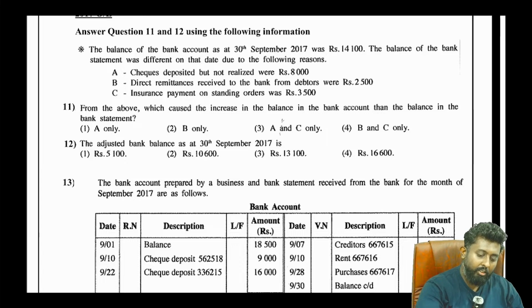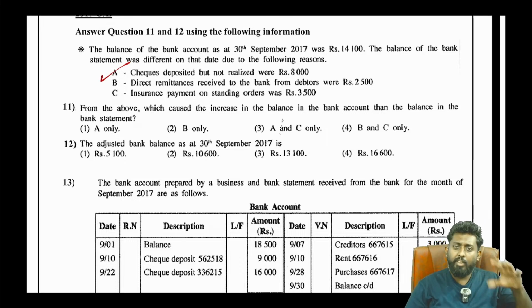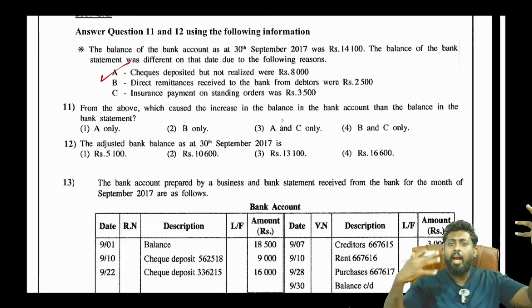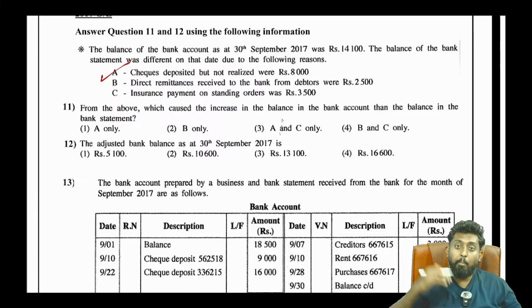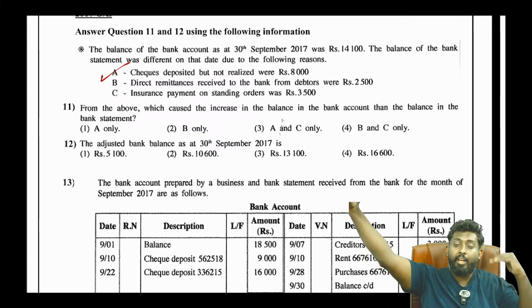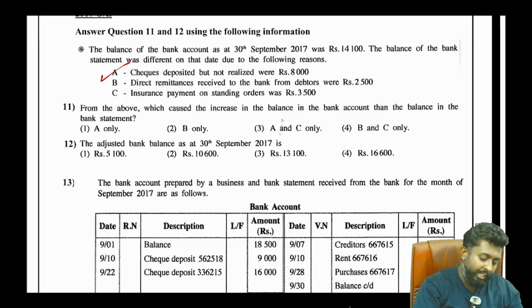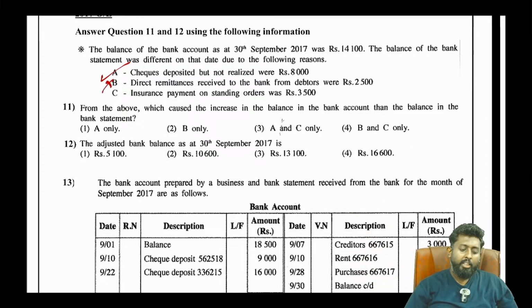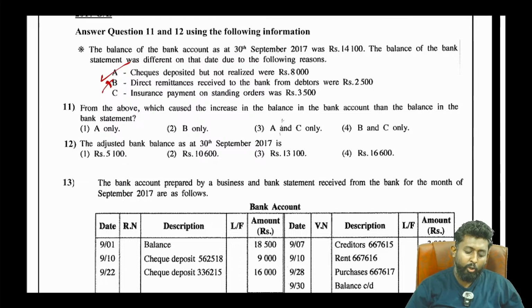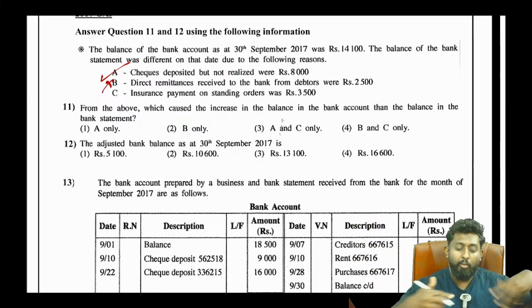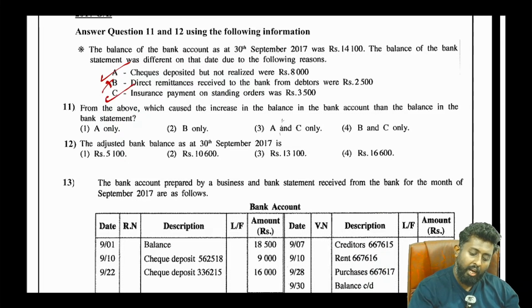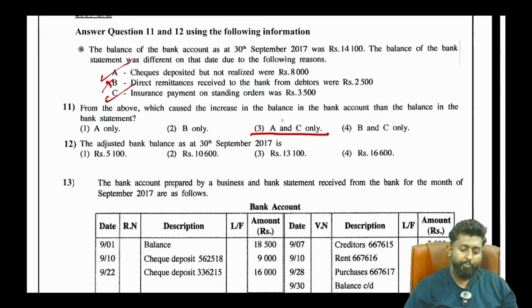So let's see. A, unrealized check means what, putha? We added, bank did not add. So our balance is more. That could be an answer. Direct remittance, bank added, we did not add, our balance should be less. So that cannot be an answer. Insurance payment on standing order, putha, bank has minused, we haven't minused. So our balance is again more. Answer is A and C only.